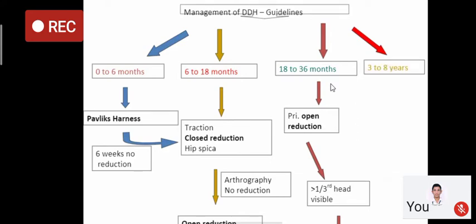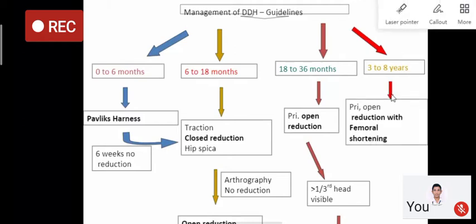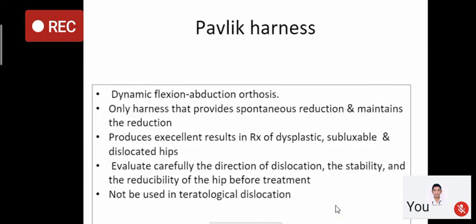And 3 years to 8 years, primary open reduction, and the muscles are much more shortened, so you need to shorten the femur. Femoral shortening is a must. If again more than 1/3 of the head is visible outside, you have to change the inclination of the pelvis. That is, pelvic osteotomy is needed.